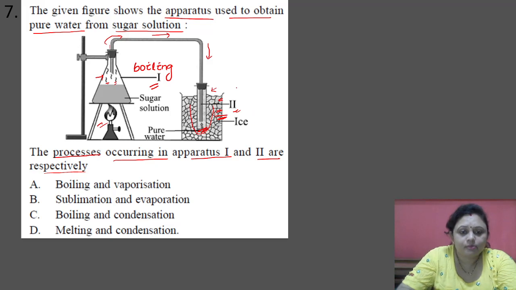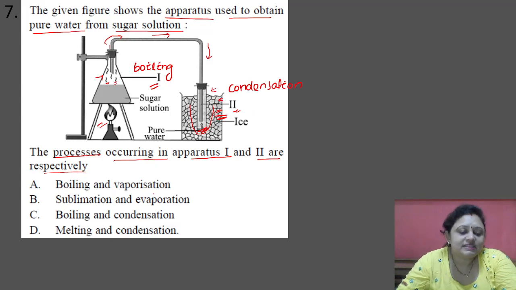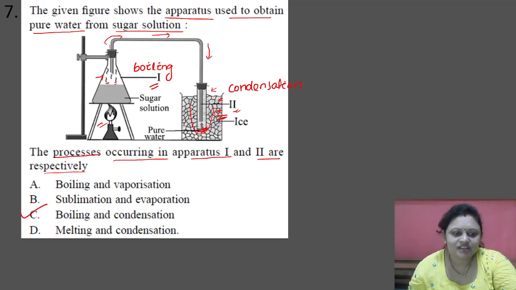So what is the name of the process? The name of the process is condensation. So what is the correct answer? That is boiling and condensation. And where is it present? It is present in option C, right?